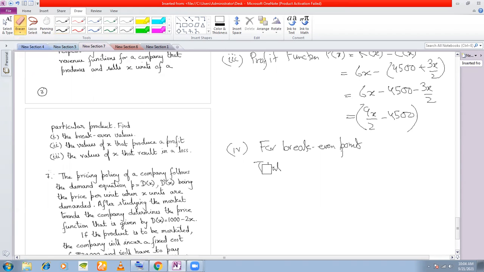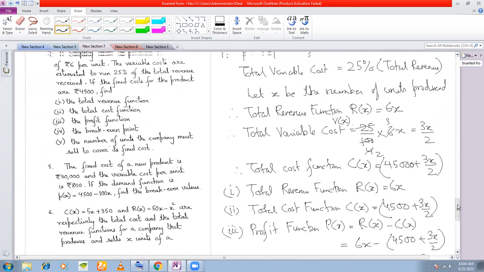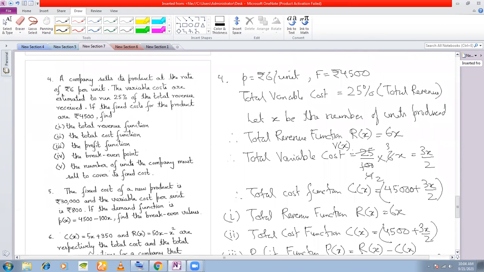Cx is equal to Rx. Put the value here. Cx is 45,000. I think I have made a mistake in writing here in the question. This should be 45,000.